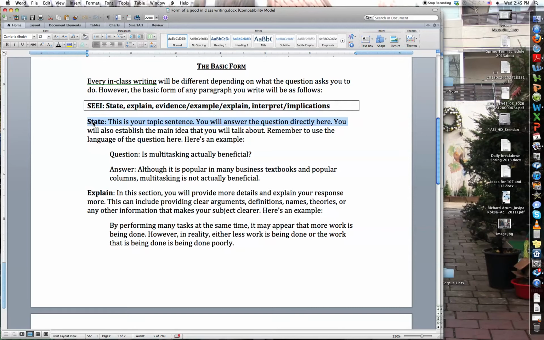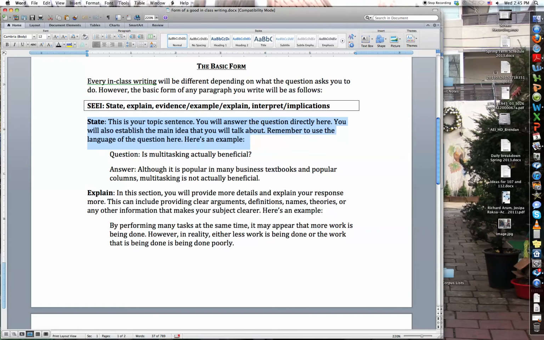When we say state, this is where you're going to have a topic sentence. In your topic sentence, you're going to answer the question you've been asked directly. This is going to tell the reader about the main idea you're going to talk about. And again, we want to remember to use the language of the question.